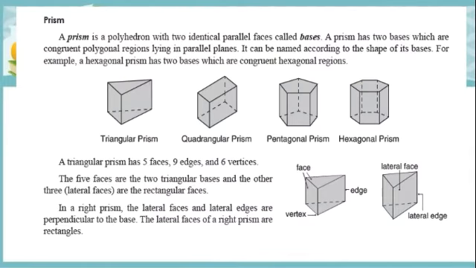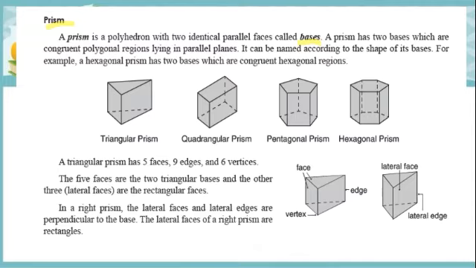Okay, so next thing to explain is the prism. Unsa maning prism? A prism is a polyhedron with two identical parallel faces called bases. So unsay tawag anang parallel nila nga dagway class? Base. Okay? A prism has two bases which are congruent polygonal regions lying in parallel planes. So, congruent ang ilahang regions. It can be named according to the shape of its bases. So, mapanganlan na to na siya. Unsa na siya type nga prism according sa ilahang base.